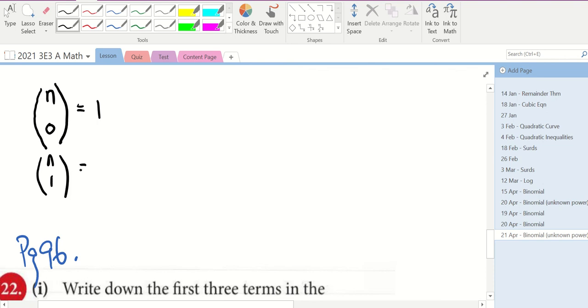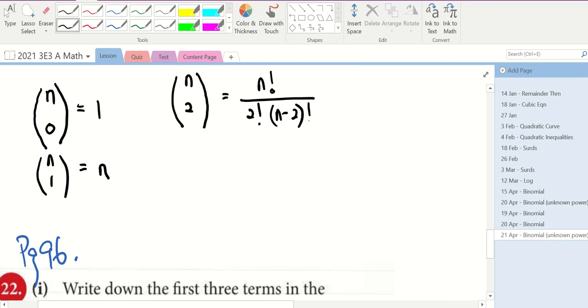What is n choose 1? n. 1 choose 1 is 1. 10 choose 1 is also 10. But okay, I'm going to show you an easier method. I'm not going to use the formula that they have, but I get you to appreciate it first. If I use the formula that they have for n choose 2, do you agree it is n factorial over 2 factorial times n minus 2 factorial? Does everyone agree with me?